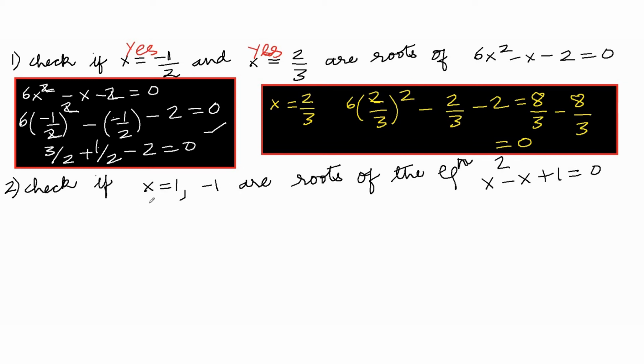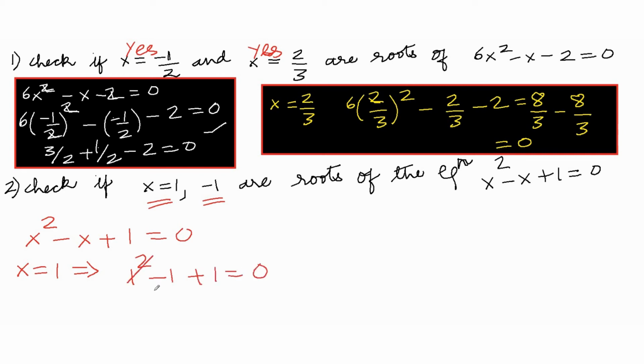We have to check if x equals 1 and x equals minus 1 are the roots of this equation. The given equation is x square minus x plus 1 is equal to 0. Let's substitute x equals 1 and see what happens. So we have 1 square minus 1 plus 1 is equal to 0. 1 minus 1 cancels. So 1 equals 0, which is false. It means x equals 1 is not a root of the given quadratic equation.